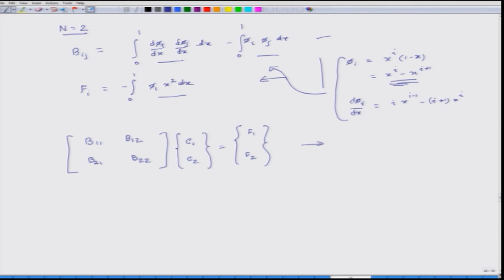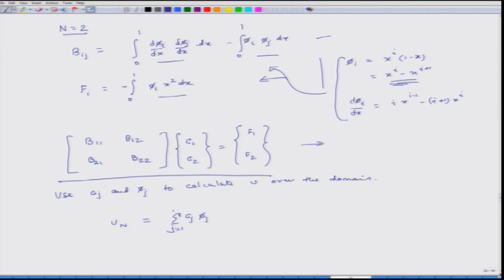Okay. Once I know the C's, then what is the original unknown? u, right. So, then I use the C_j and phi_j to calculate u over the domain. So, then I can calculate the value of u at any point in the system. So, u for an n-term solution is the sum of C_j phi_j, j equal to 1 to n.